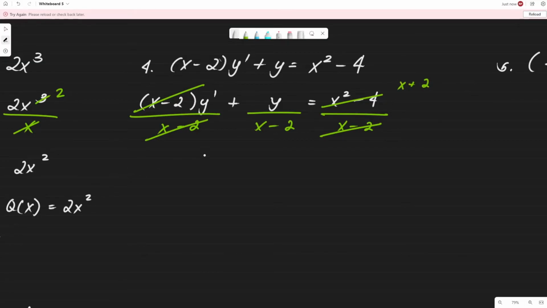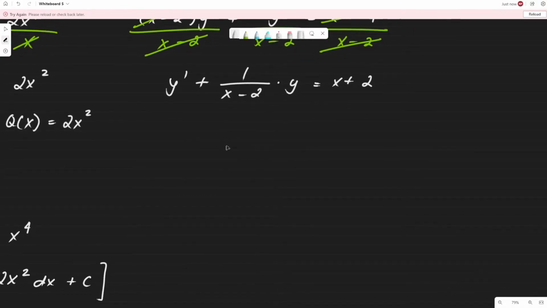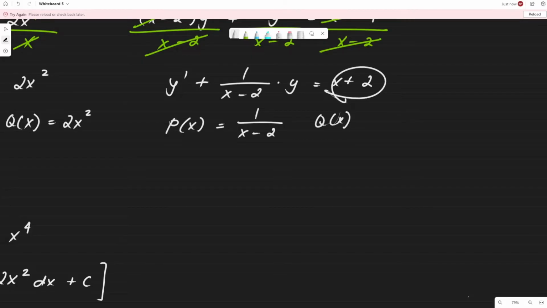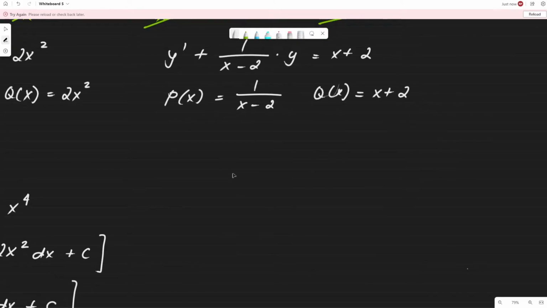Okay, so therefore, our differential equation is y prime plus 1 over x minus 2 times y is equal to x plus 2. Ihiwalay niyo lang ganito para kita niyo agad ano yung p of x. So we have our p of x is 1 over x minus 2. Our q of x is, x lang? No, no, yung buo. Okay ha, yung buo, kahit naka-plus siya, yung buo pa rin ang kukunin natin na q of x. Okay? So, ayan.